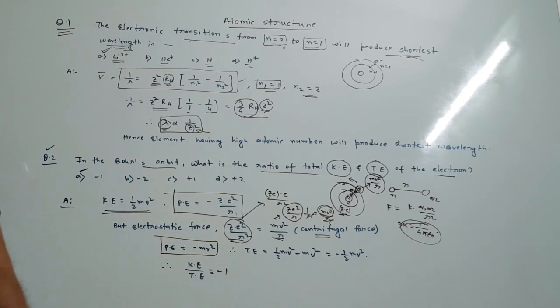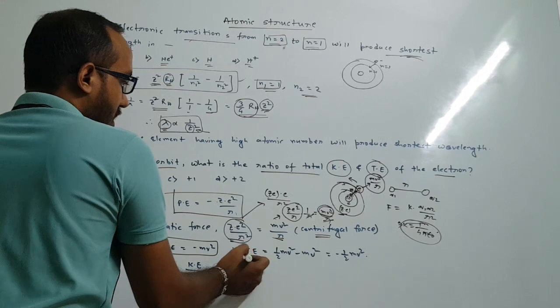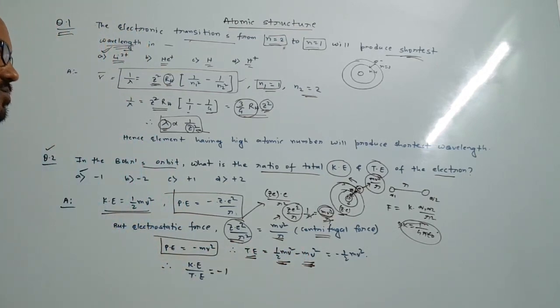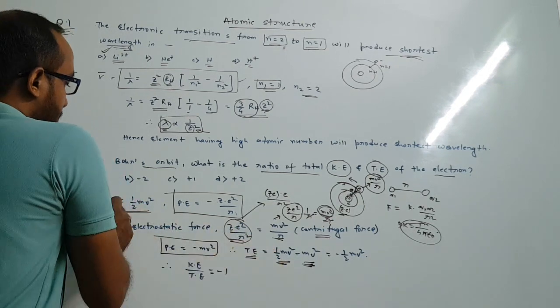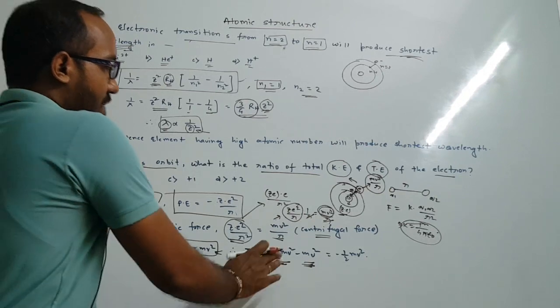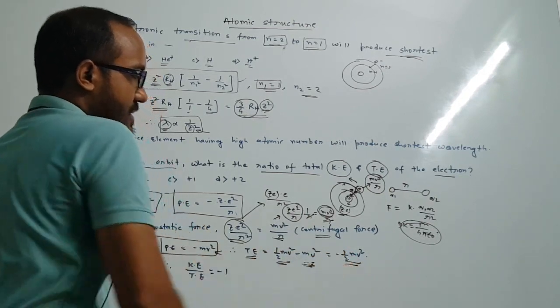Potential energy would be minus mv square. Now what is total energy? Kinetic energy plus potential energy is your total energy. Kinetic energy is half mv square, potential energy comes up to be minus mv square. So half mv square minus mv square would be minus half mv square.